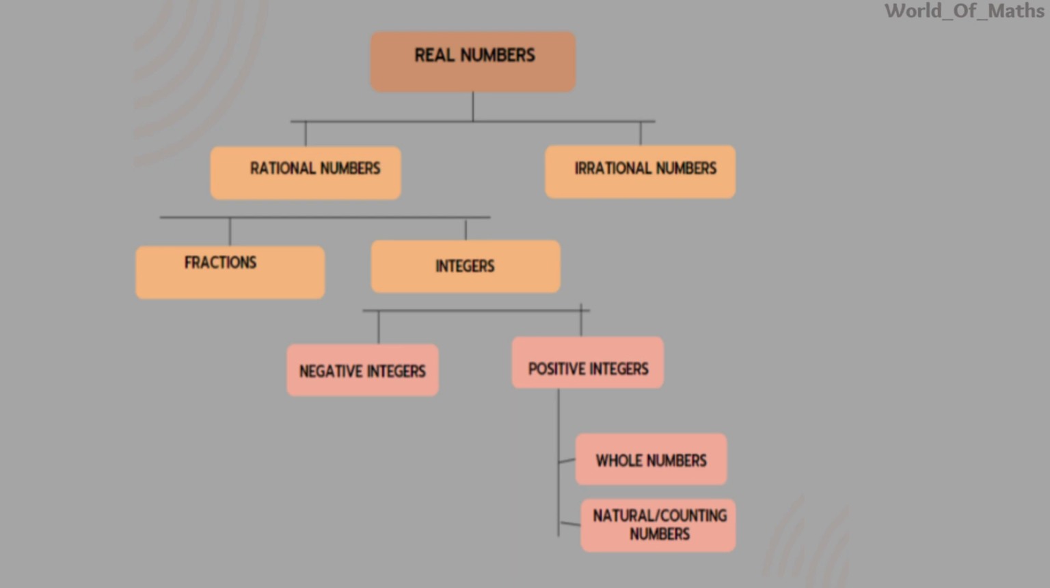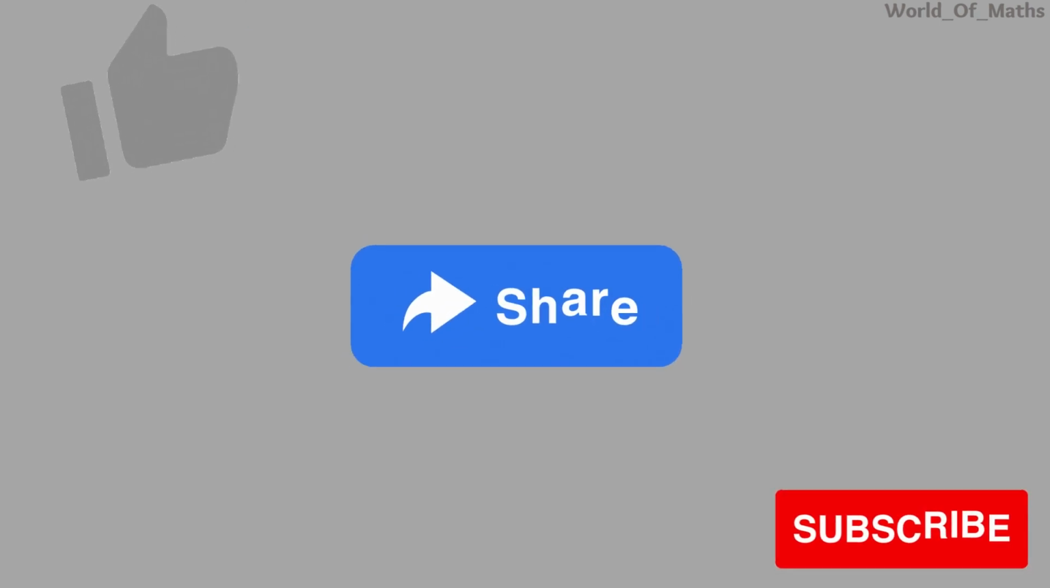So let us summarize what we learned today, and we can see this on a flowchart. The real numbers are classified as rational numbers and irrational numbers, and again the rational numbers are classified into fractions and integers, and integers are again classified into two, negative integers and positive integers, and for positive integers we have whole numbers and natural or counting numbers. I hope you are clear on what real numbers are and what set of numbers can be considered as real numbers.